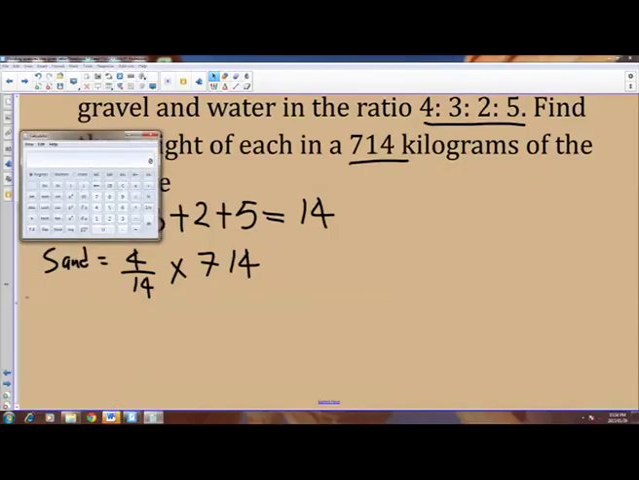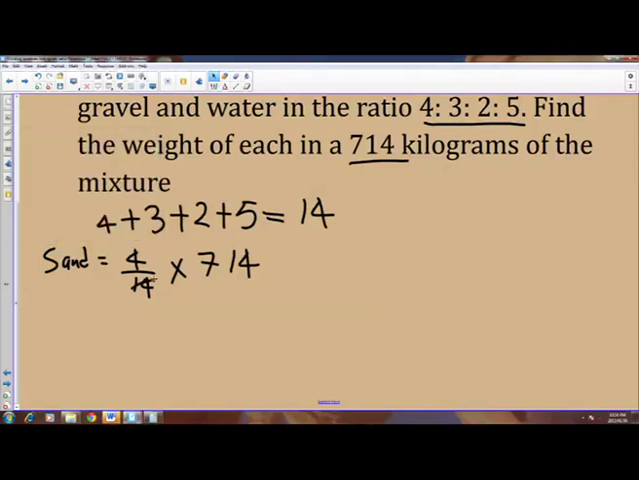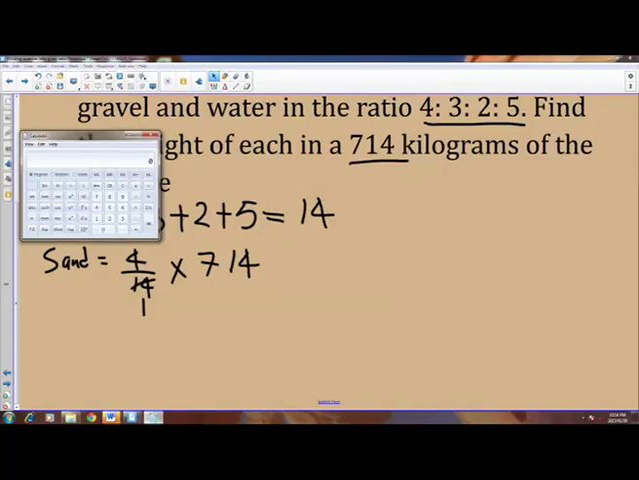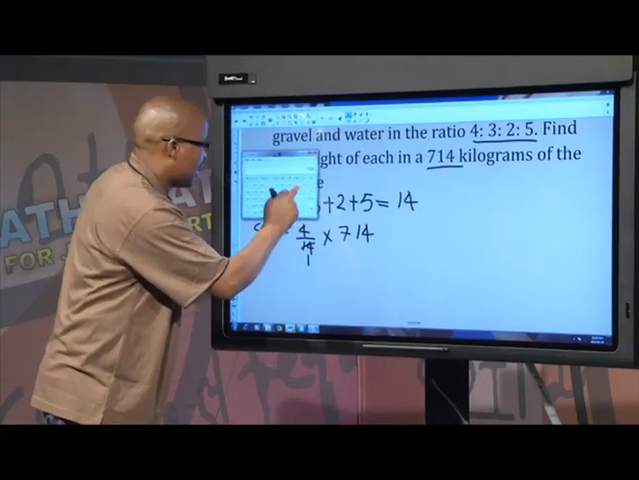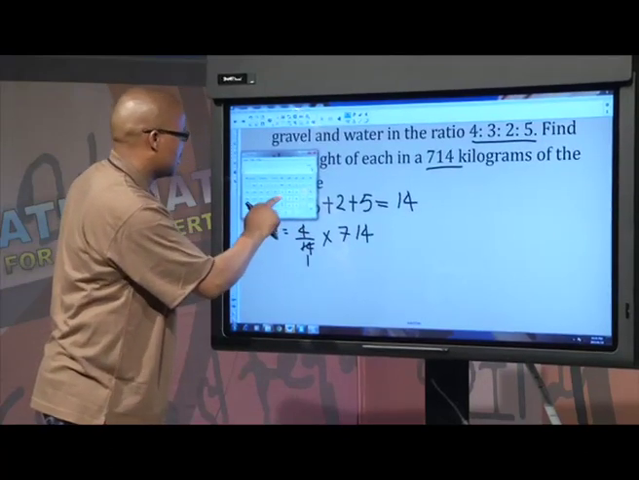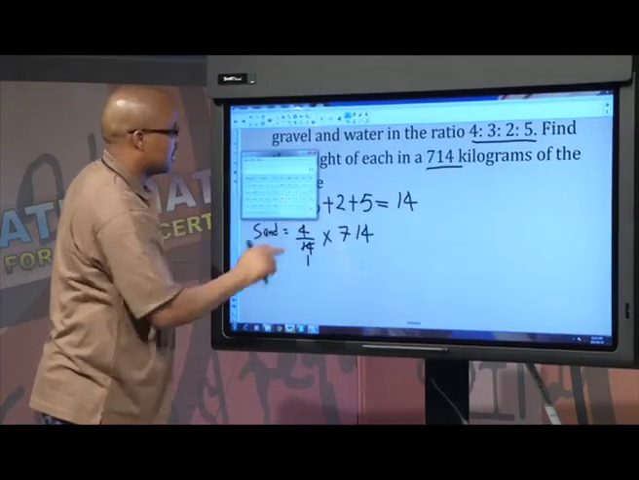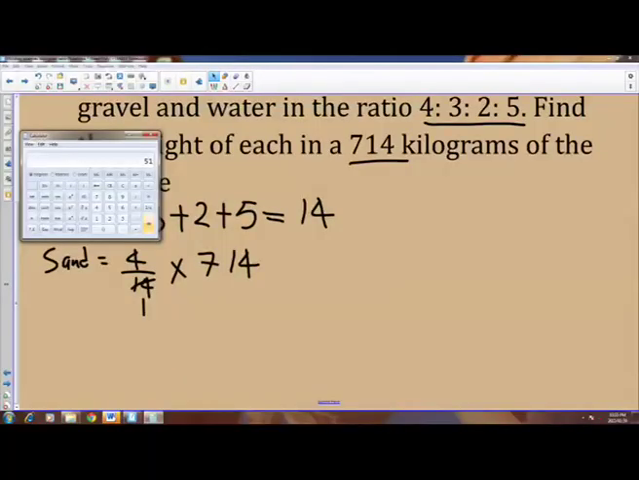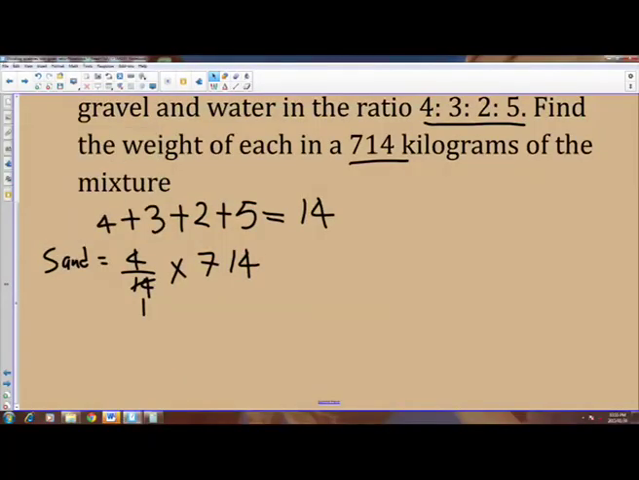We have our calculator here. We are dividing 714 by 14. 14 into 714 is 51.